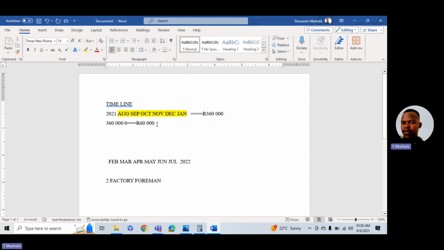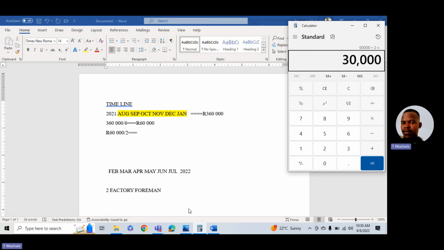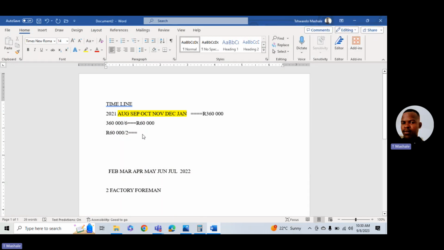But do not forget, there are 2 factory foremen. So if there are 2, we need to find out how much each factory foreman was paid per month. We take the 60,000 which was paid per month for the total of 2 factory foremen and divide it by the number of employees, which is 2. So 60,000 divided by 2 gives 30,000. Each factory foreman was paid 30,000 per month, but because there are 2, the total will be 60,000 for that month.